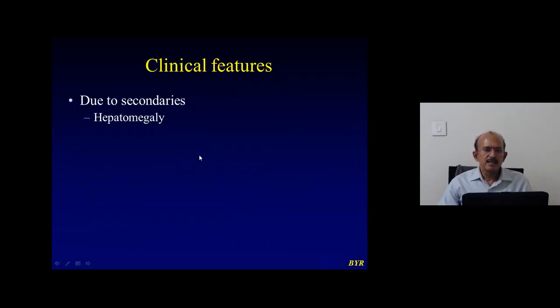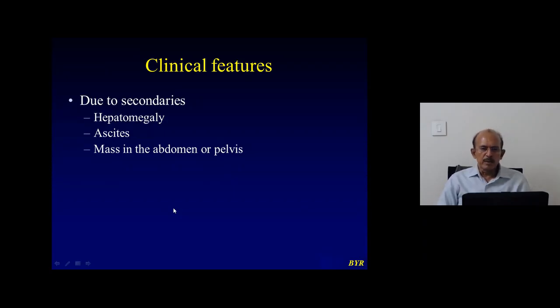Clinical features due to secondaries. There may be hepatomegaly due to multiple secondaries in the liver, ascites due to peritoneal implantation and peritoneal secondaries, and a mass in the abdomen or pelvis. This is uncommon. In the pelvis, why is there a mass? Tell me. We're talking about a tumor in the pancreas. So in a patient with carcinoma of the pancreas, how can they manifest with a mass in the pelvis? And how are you going to examine this mass? How are you going to feel this mass?